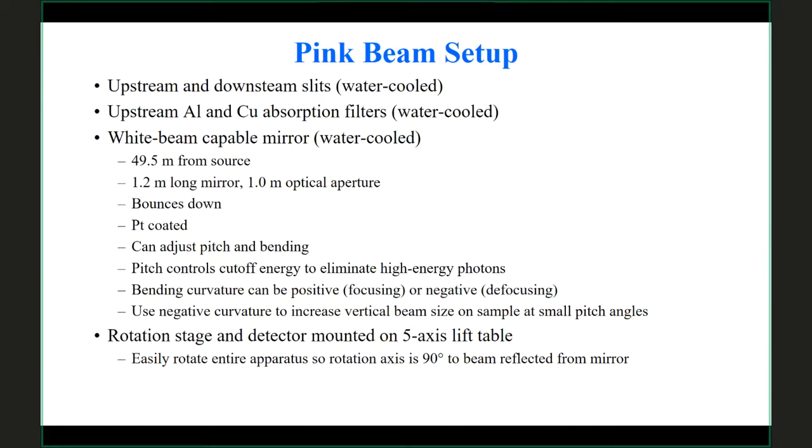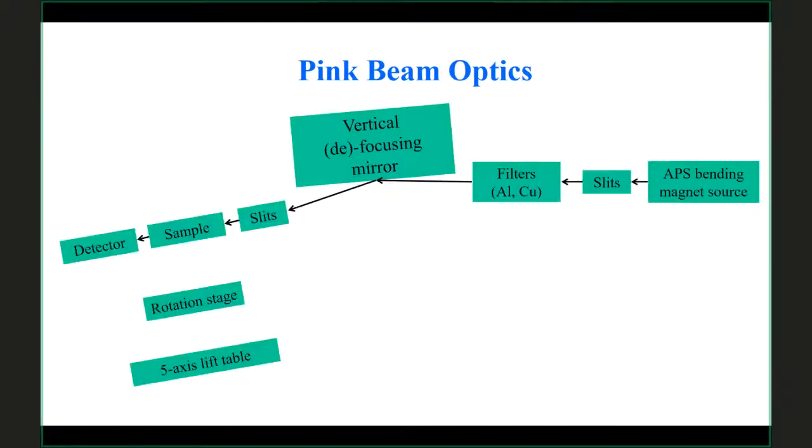We kind of already went through this on the beam line about the mirror. So this is how the pink beam works. We've got the bending magnets and slits, a filter to get rid of the low energy photons. The beam bounces off this vertical mirror, another set of slits, our sample and detector.